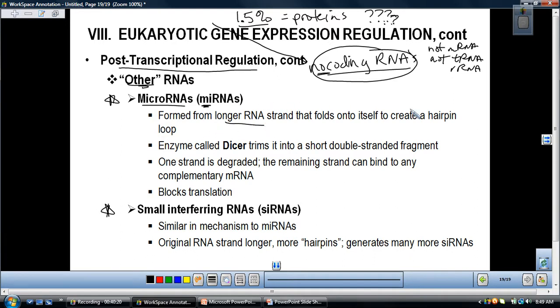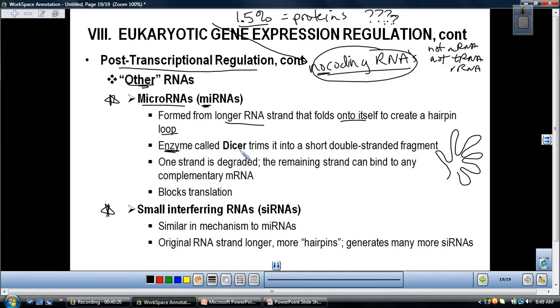Okay, so you've got a long RNA strand that folds onto itself to create a hairpin loop. It almost looks like tRNA, but it's got many, many more folds. So it goes like this, like this. It's got many, many folds to it. Okay, so it folds upon itself.